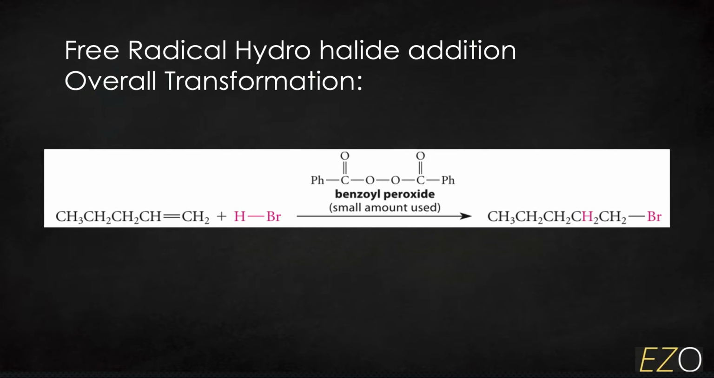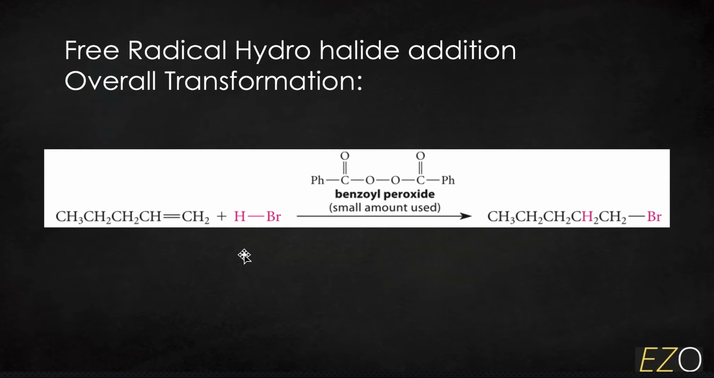So now, this is the overall transformation for a free radical hydrohalide addition. You have here an alkene and a hydrohalide. But if you use a peroxide, any peroxide, here's benzoyl peroxide used just to initiate, you'll end up with this final product. Now the important thing is that this is anti-Markovnikov.